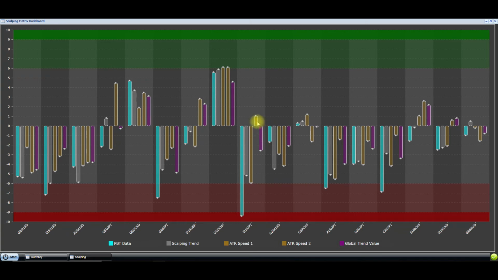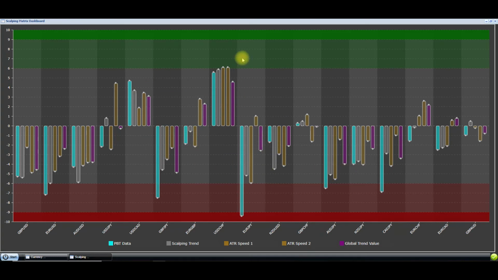What's interesting is the ATR speed 2 is actually a little bit slower than the global trend value. I'll talk about that in another video, but you can use that to your advantage. For example, like in this case, when the ATR speed 2 is still above 0 in the opposite direction and you get a -9, that's going to move for you. You can get probably 20 pips out of that trade. But that's a more advanced way to look at it.